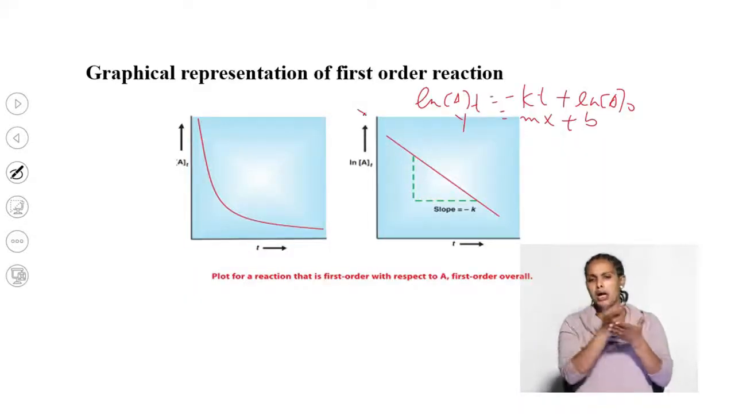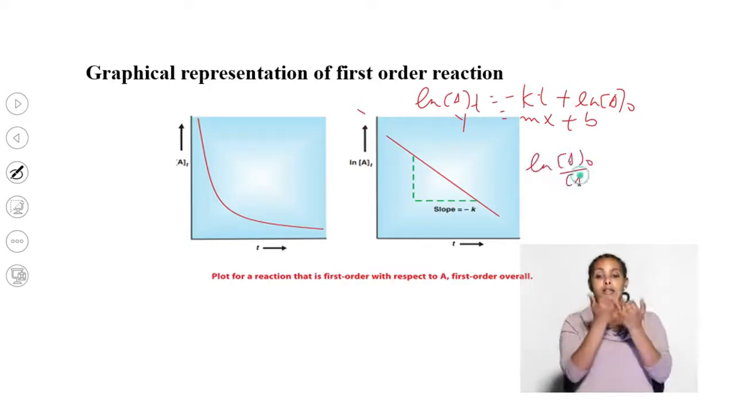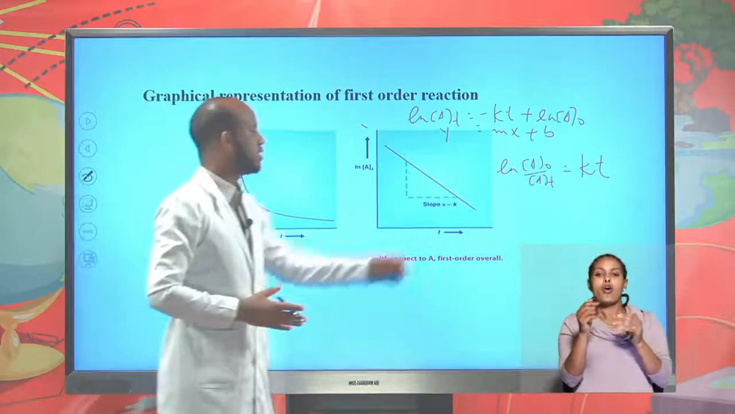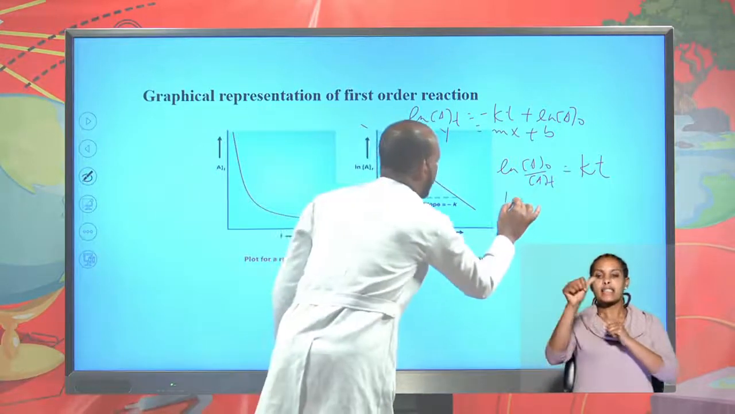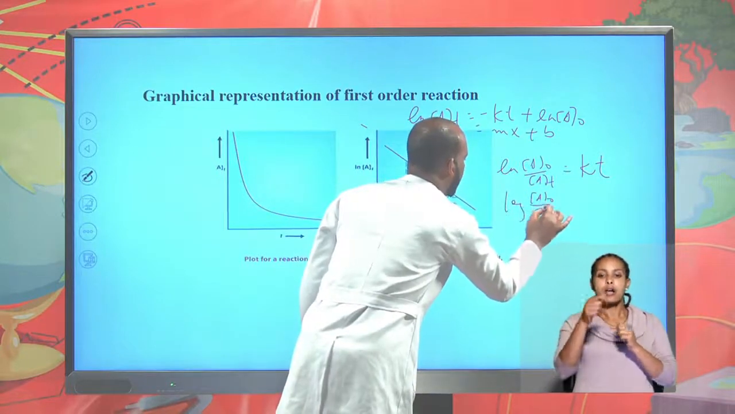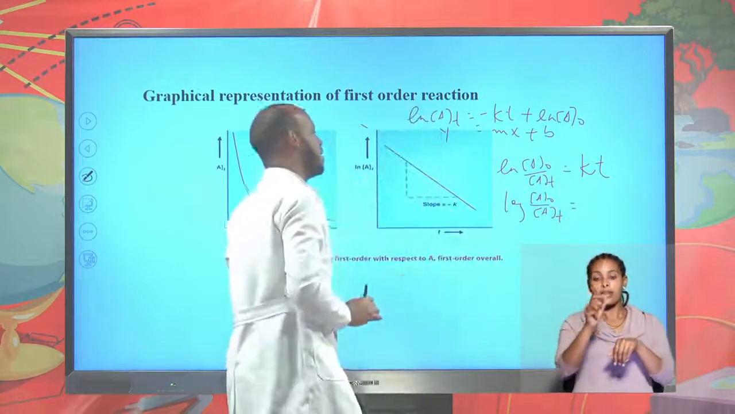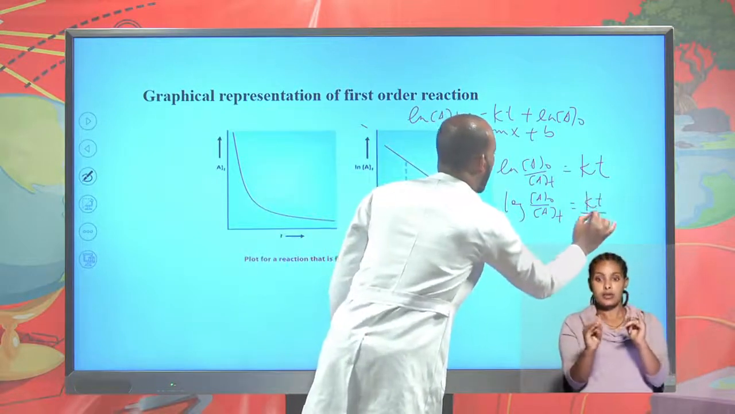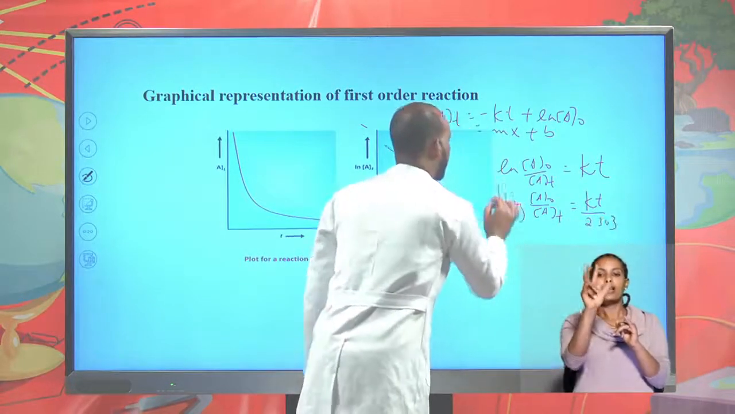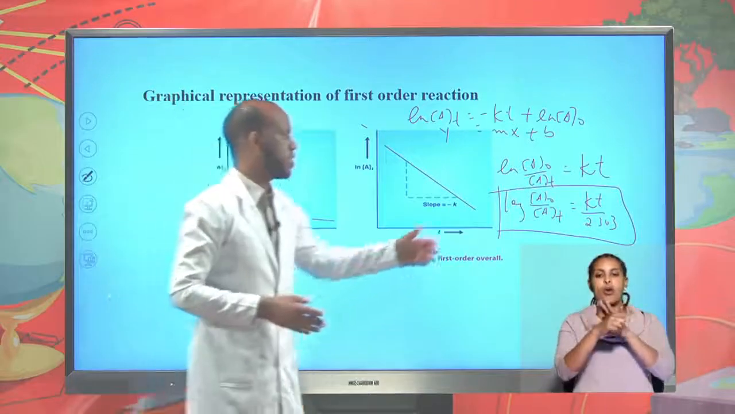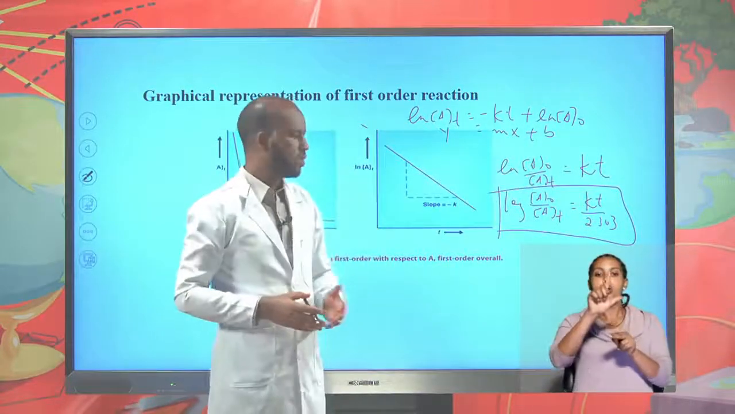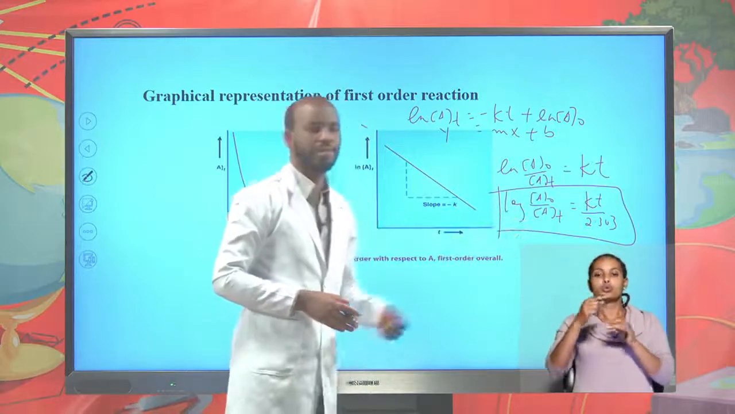You can write this as ln of concentration of A naught divided by concentration of A at any time t equals kt. Converting this into log to the base 10, log of concentration of A naught divided by concentration of A at any time t equals kt divided by 2.303, which is the integrated rate equation for a first order reaction. The first form is in terms of natural logarithm, and the second is in terms of log to the base 10.